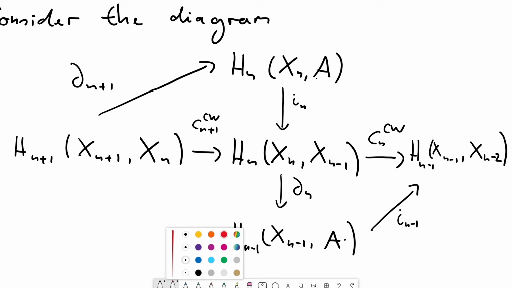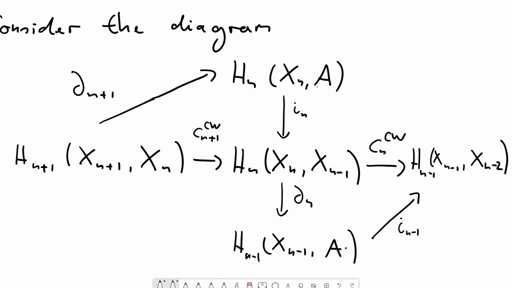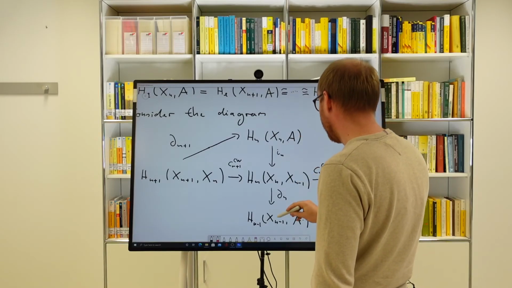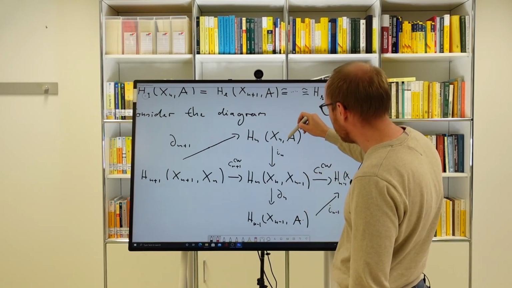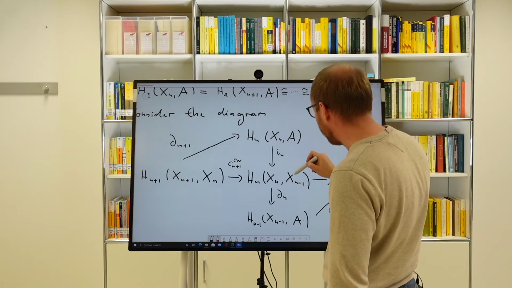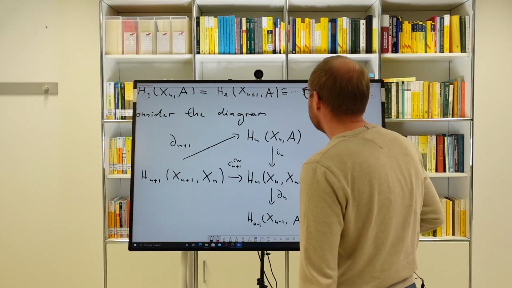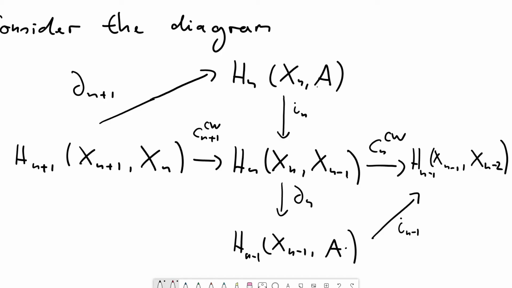So first things first, here in the vertical term, we've got the triple sequence of the triple Xn comma A, Xn comma Xn minus 1 comma A. And if we look at the previous arrow here, then this will be starting at Hn of Xn minus 1 comma A, sort of the smallest pair in the triple.